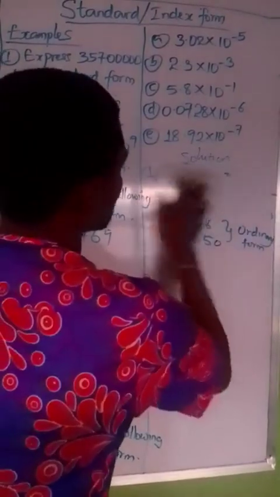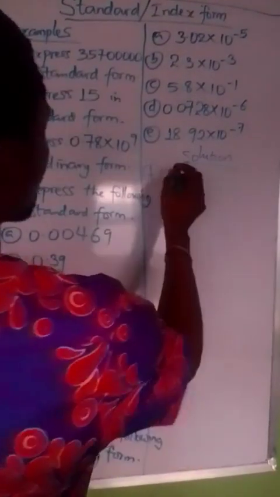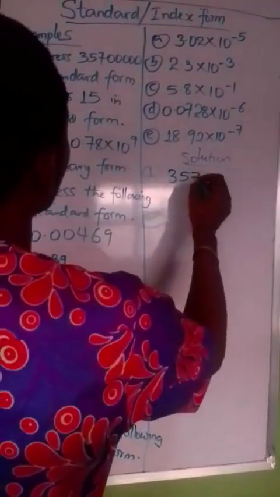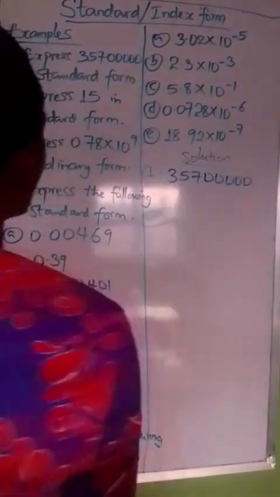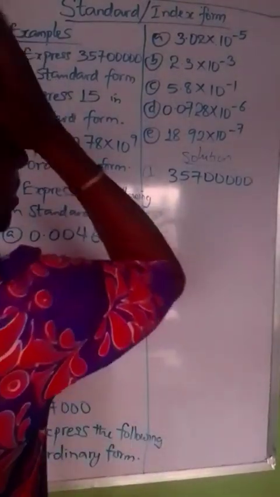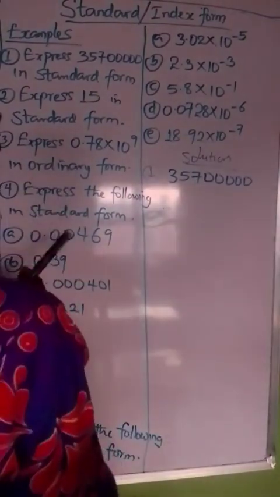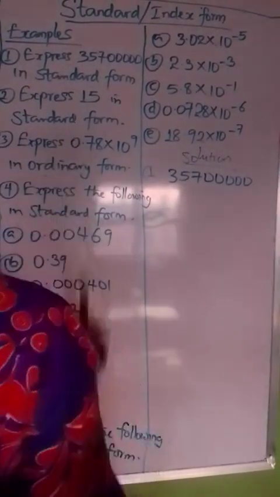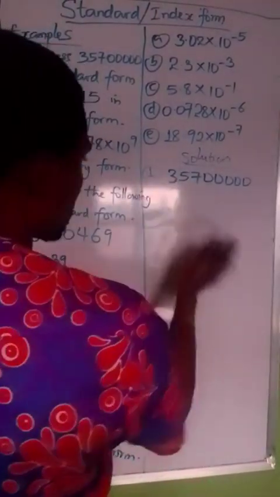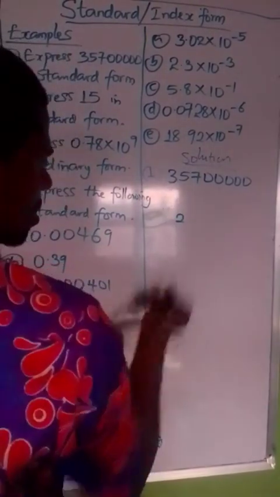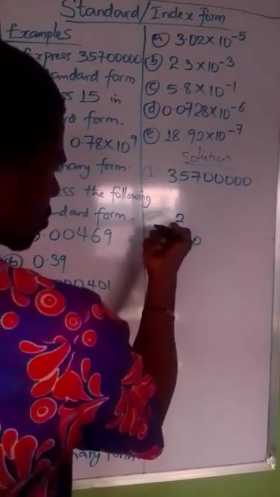All right. So that being said, question one, it says express this in standard form. So 3570000. Now, what is one of the most important things when you are doing standard form is your point. Your point is very, very important. So in this question, you can likewise say 2 is the same as 2.0, right? So you can write 2 or 2.0.